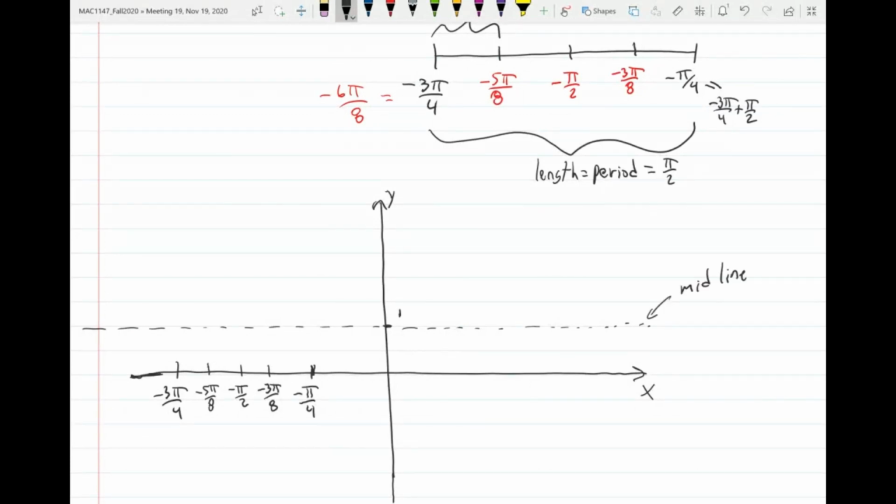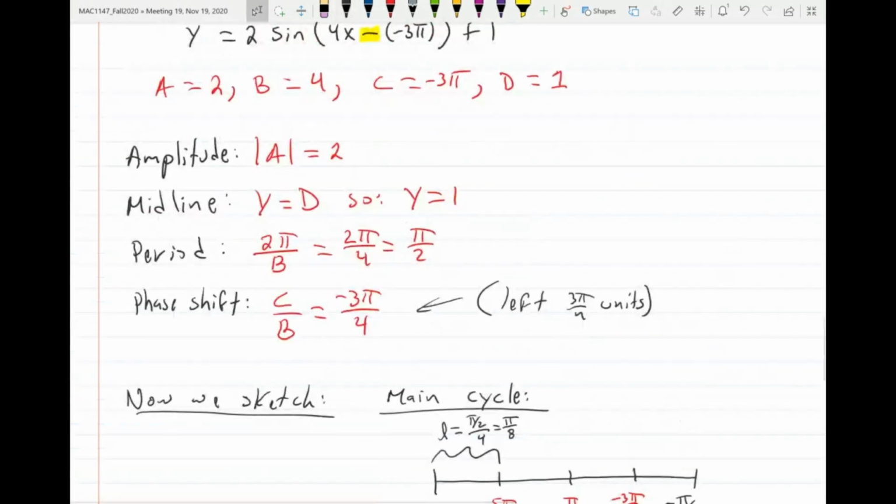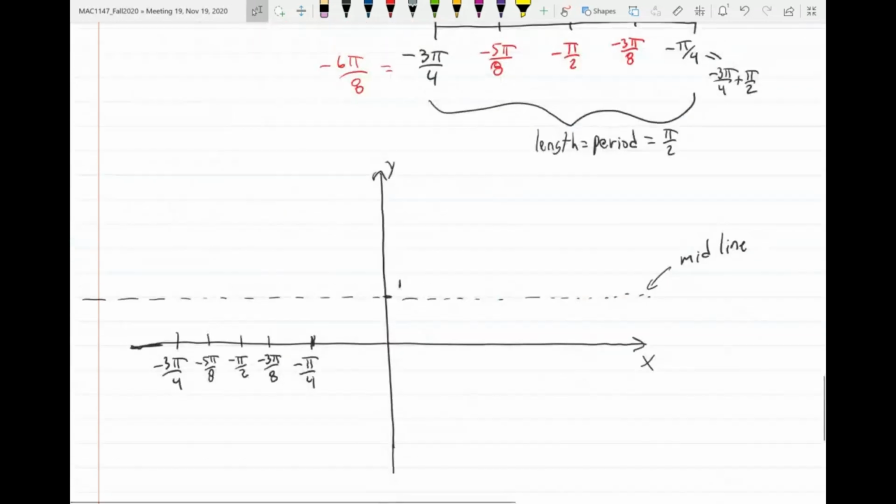Next, we're going to figure out the highest and lowest points of the graph, and you do this by using the amplitude. Remember, the amplitude here was 2. So what does that mean? It means the highest point would be 2 units above the midline, and the lowest point is going to be 2 units below the midline. So we're going to go all the way up to 3. So 2, 3.